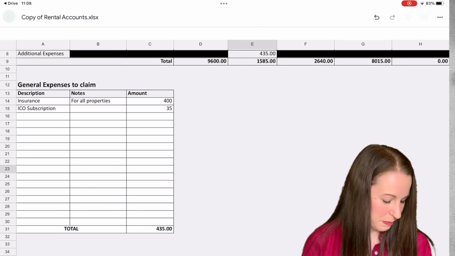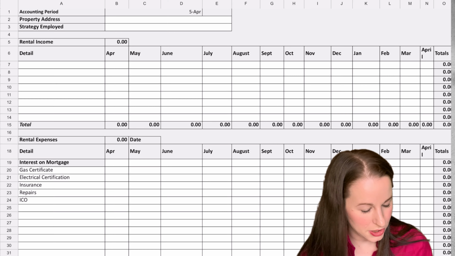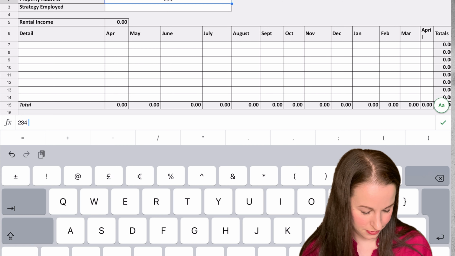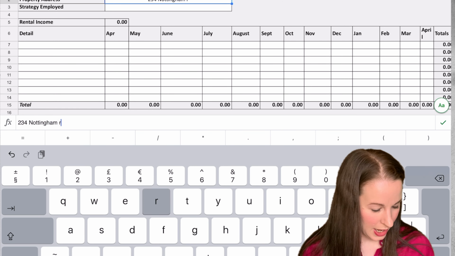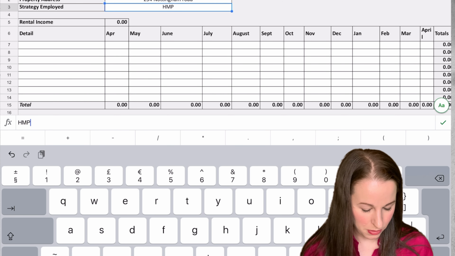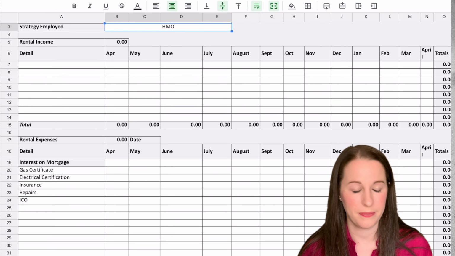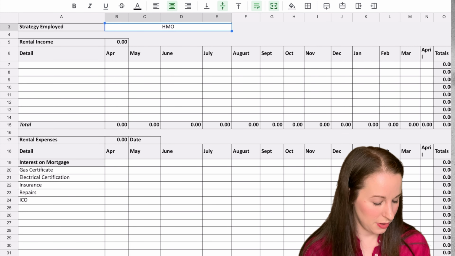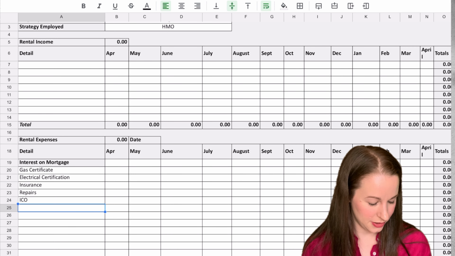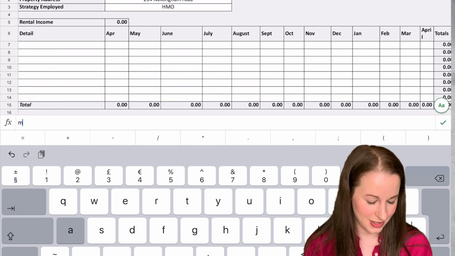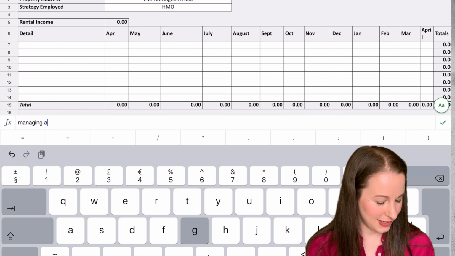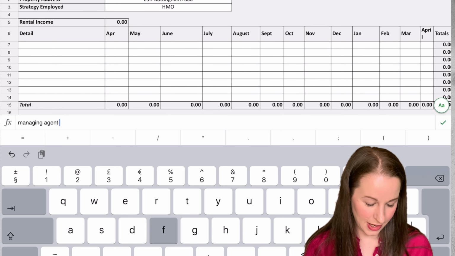Now let's look at property 2 then. And property 2 we're going to do as 234 Nottingham Road. And our strategy on this one is a HMO. So on this one we've now got multiple rooms. Now I am going to have a letting agent on this one because, let's be honest, I'm not inclined to manage it myself because I don't want to be getting lots of phone calls and difficulties with tenants. So I've got a managing agent for this. So I can add in managing agent fees here.